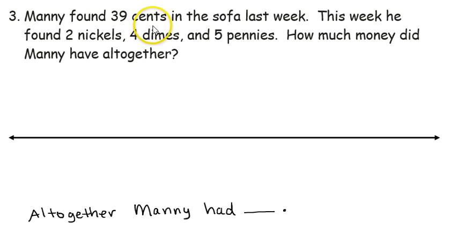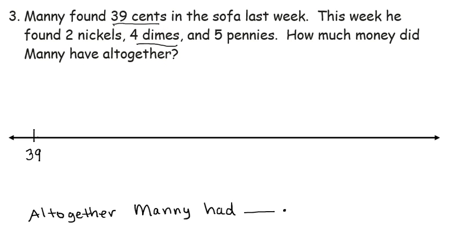If I look back at the problem, I'm going to start with the 39 cents. That's where I'm going to start my number line. So I'll just start it at 39. Again, because it's an open number line, I can start it anywhere I want. Now, we talked before about when we add money, it's usually more efficient to start with your larger value. And I'm going to start with the dimes.